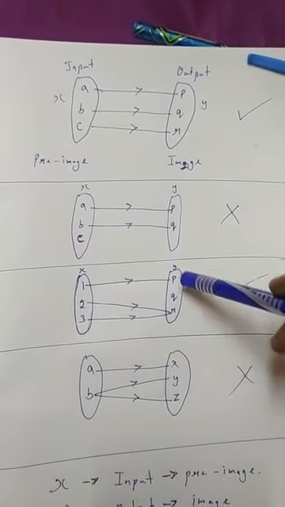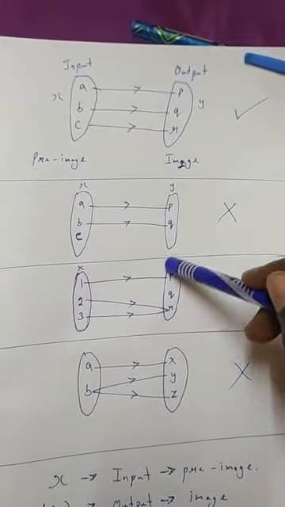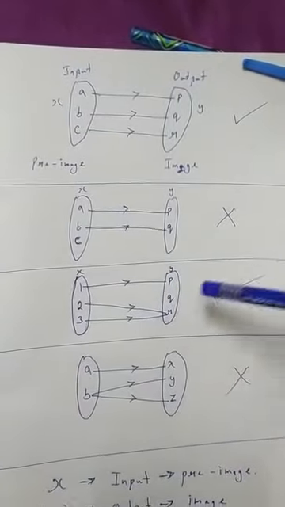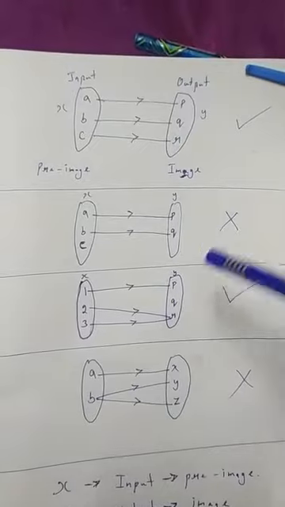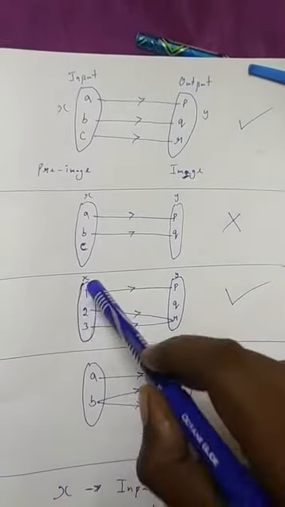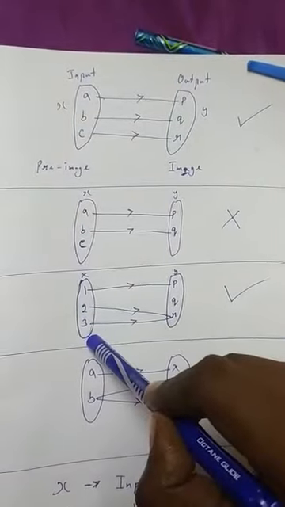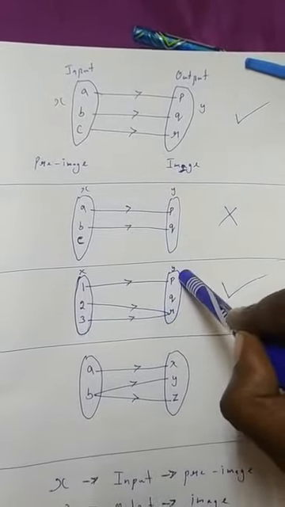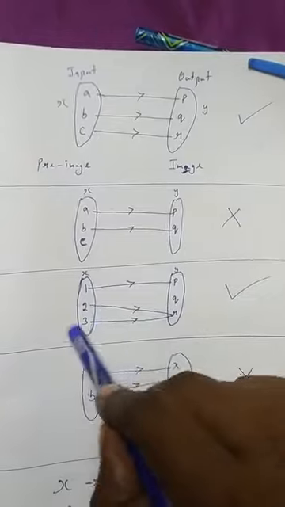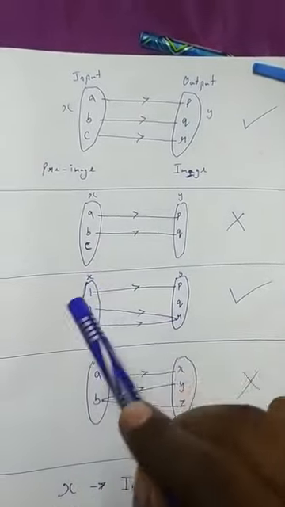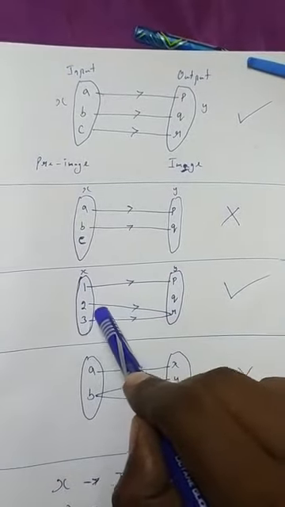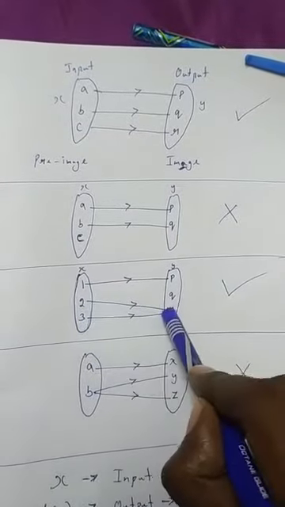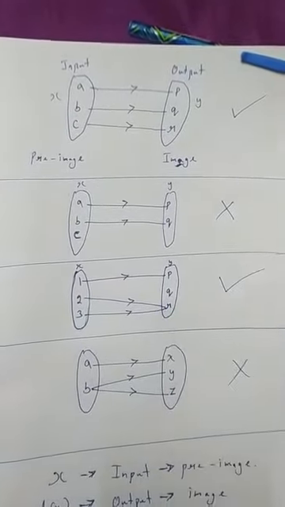Now if you have some question, what about this second element, that is Q? Here this Q doesn't have any pre-image. That is not at all a problem. We have to only look at the domain. So don't look at this codomain. Don't look at these images. Only look at this domain. Only check the domain. Right? Here, both 2 and 3 have the same image. That is not at all a problem.